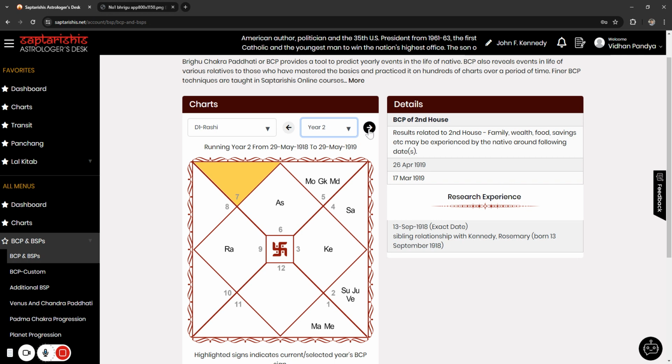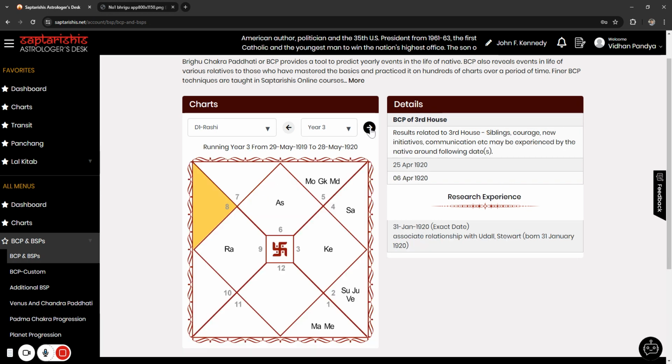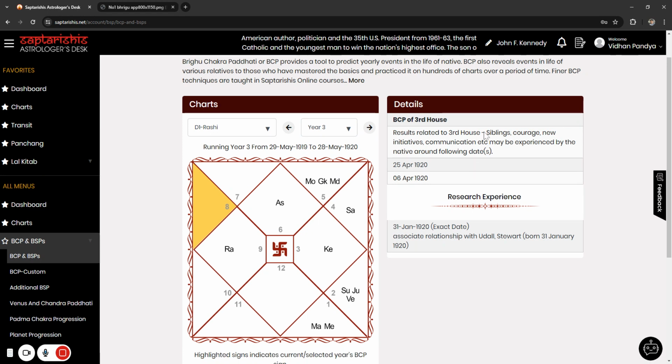Likewise, for each year, if you continue to click on the arrow button, it will tell you, okay, third house. So what are the significations of the third house? And sometimes it will also give you what events have happened in the life of that native, right? So it is giving you the clues on how to predict, and sometimes it will show you what events to expect. So likewise, you can see what events would have happened. And let me take you to one more example here.